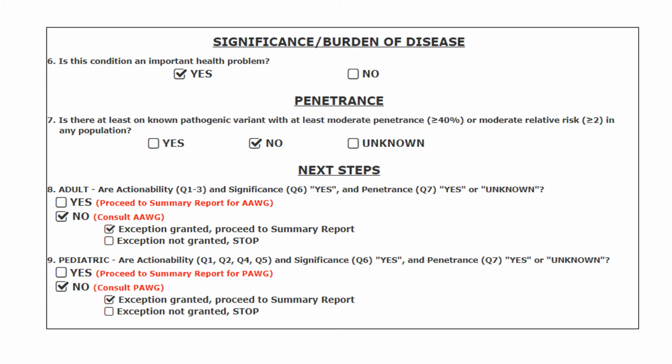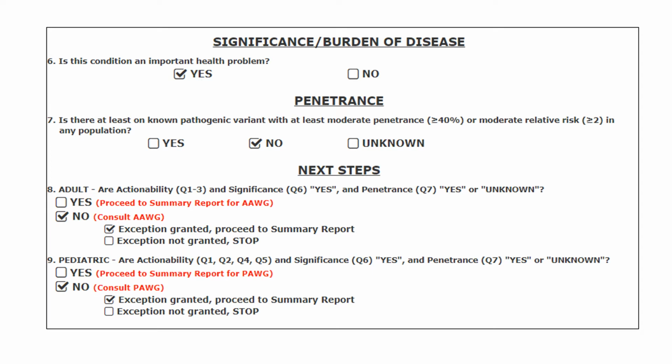The next question is whether this genetic condition is a significant health problem. Then we look and see if there's information about pathogenic variants that have at least moderate penetrance, though we do allow for this penetrance information to be unknown because it's not always available. If it meets these 3 criteria, then we go on and say for the adult AWG to proceed with the summary report, or for the pediatric AWG, or for both. If it doesn't meet this criteria, then it doesn't pass the rapid rule-out step.